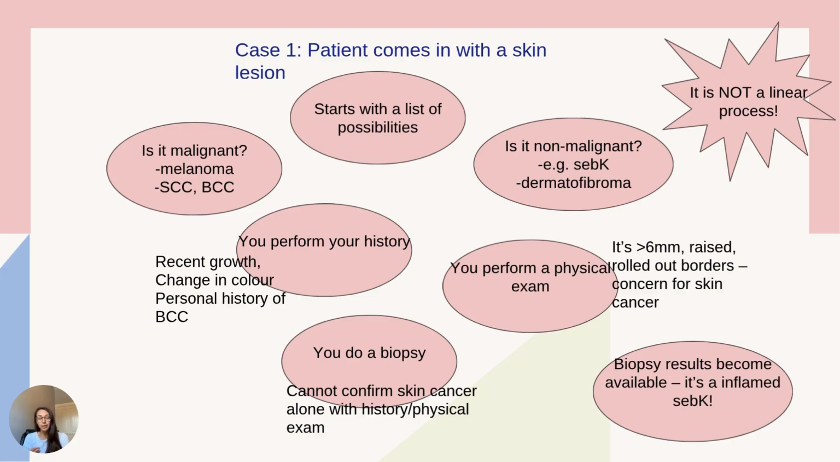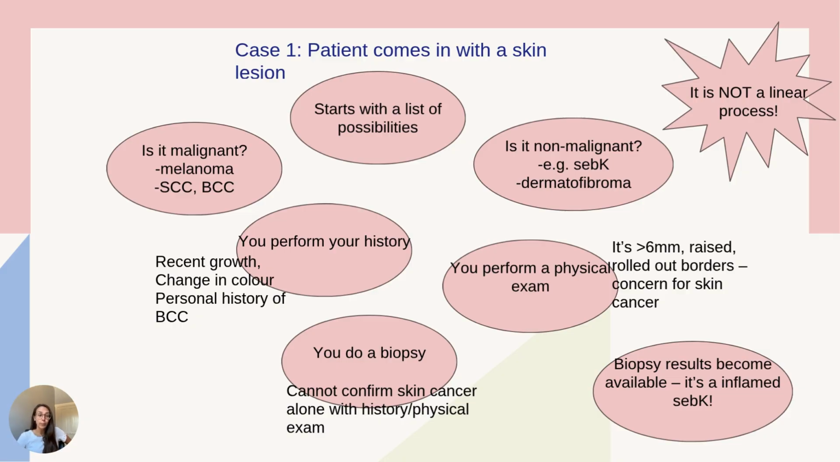With the physical exam, I see that it's fairly large, so 6 millimeters, it's raised, it has rolled out borders. So, right away, my hypothesis for skin cancer, I need to keep testing out that hypothesis because I am concerned with those findings. I go ahead and do a skin biopsy in clinic, and essentially, I can't confirm that it's a skin cancer with the history of physical exam alone, which is why I need to do that biopsy.